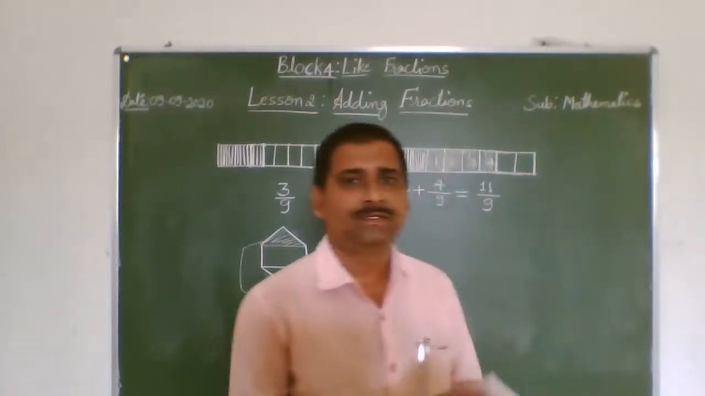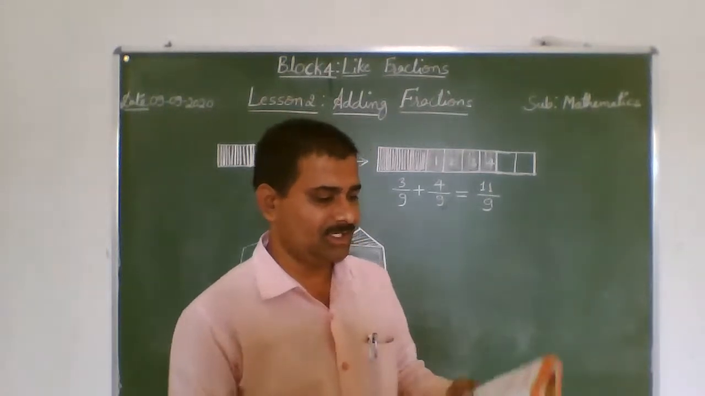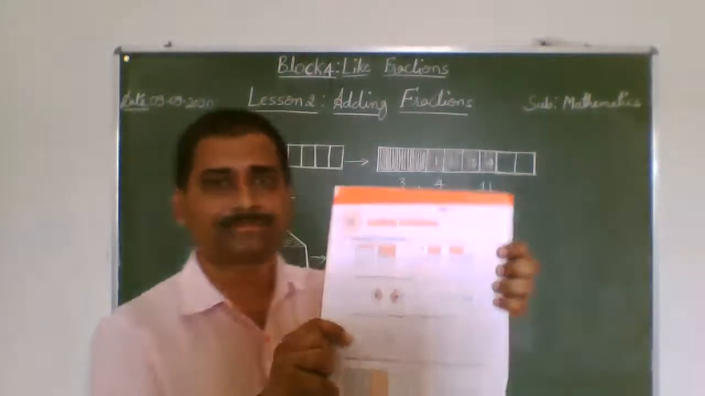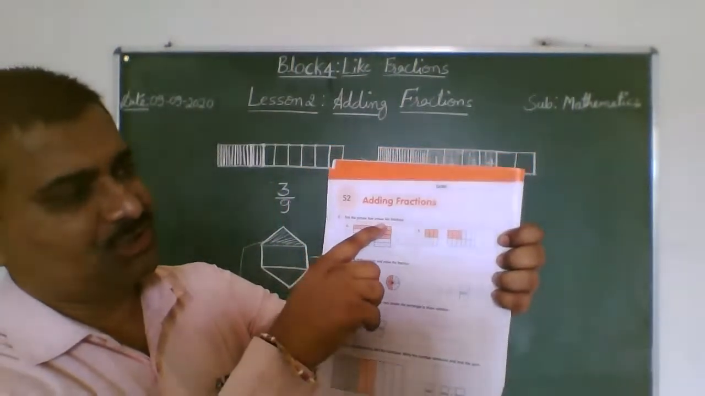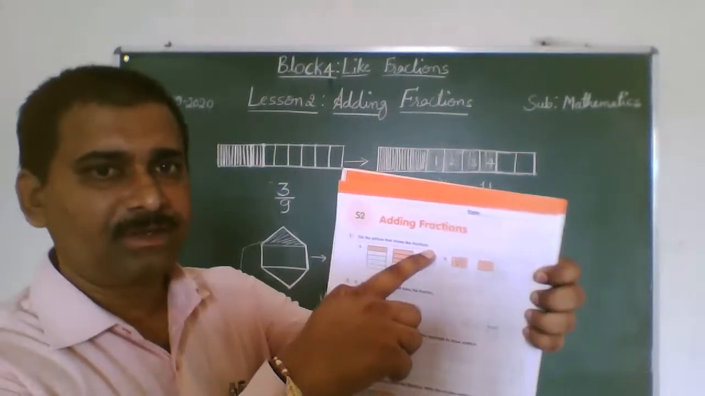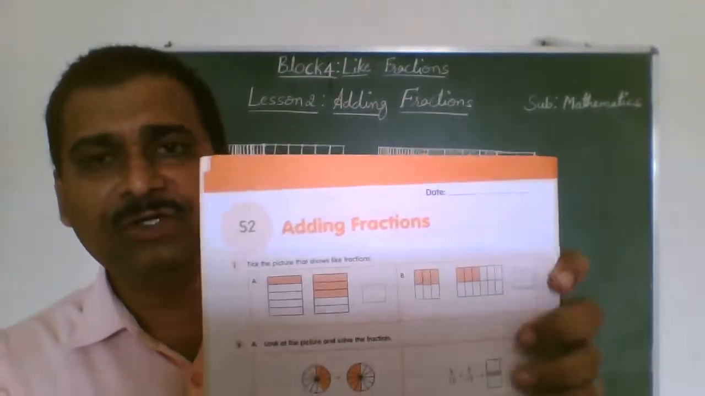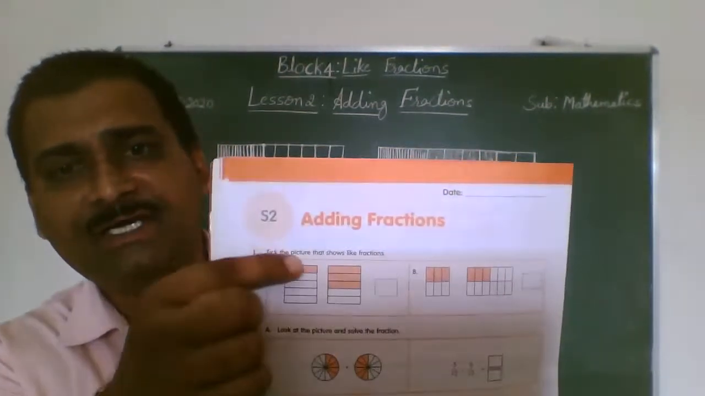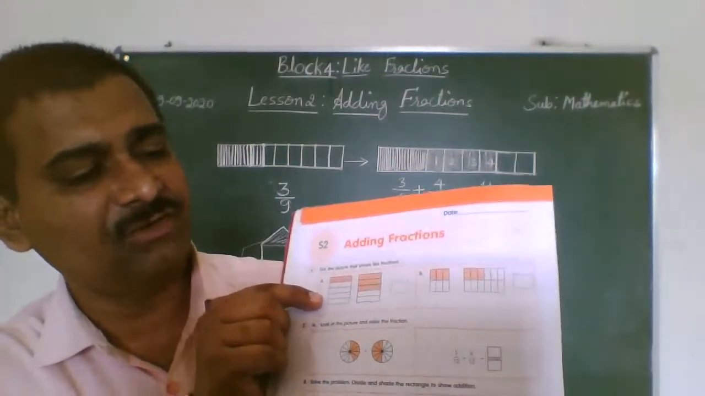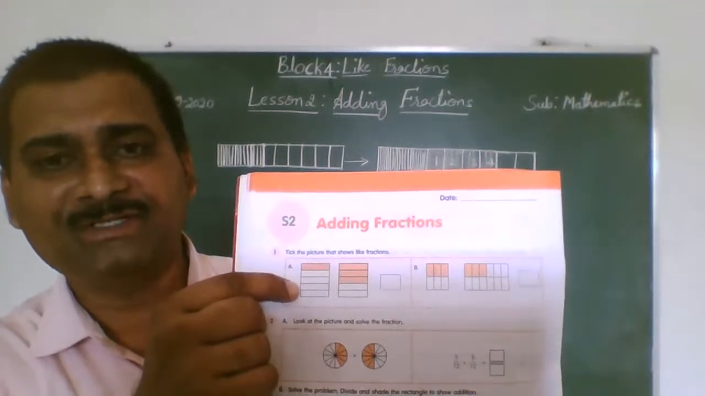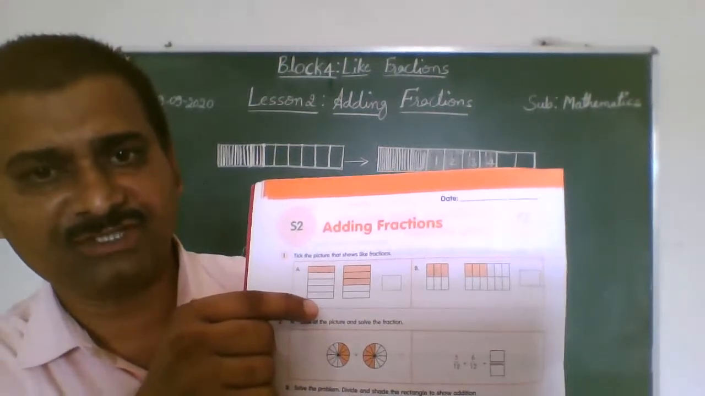I think, children, this is clear to you now, right? You will get a worksheet also of the same type. Look at here, very simple. In this you will find: tick the picture that shows like fractions. How will you do it? First you should write what fraction this represents. Total how many parts are there? 1, 2, 3, 4, 5 parts are there. Out of 5 parts, 1 part is shaded. So write its fraction here.